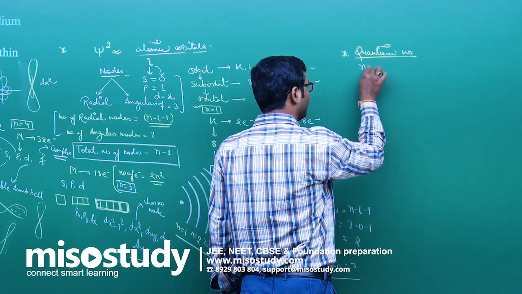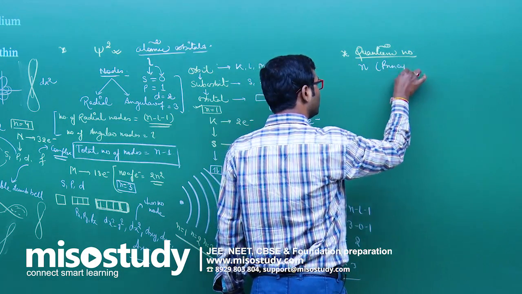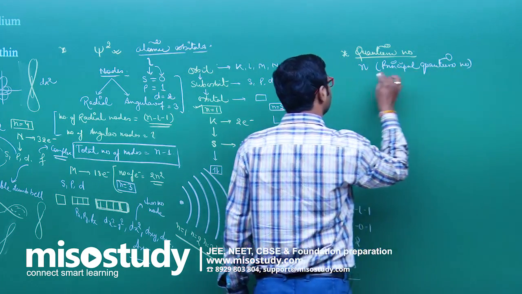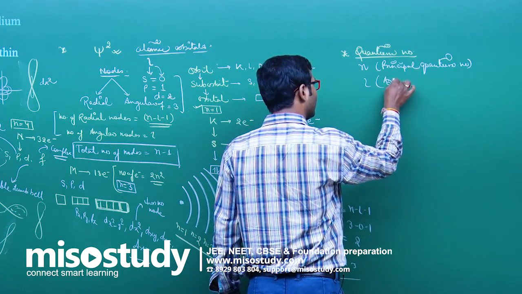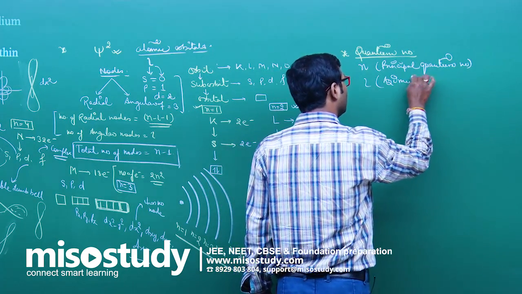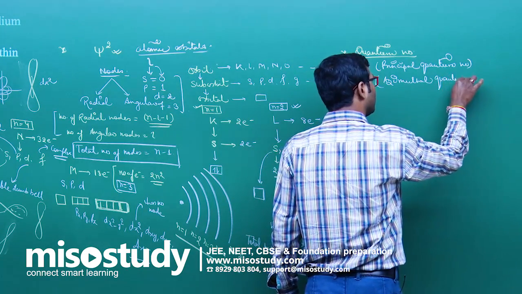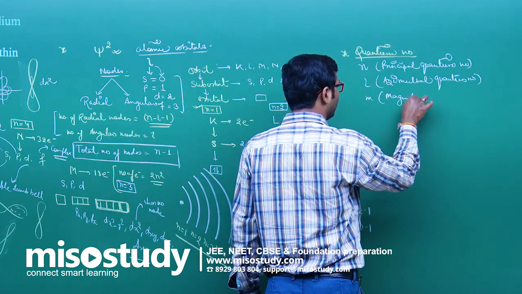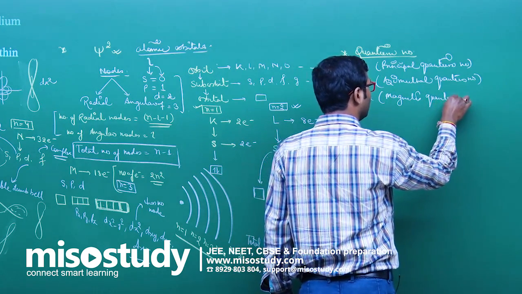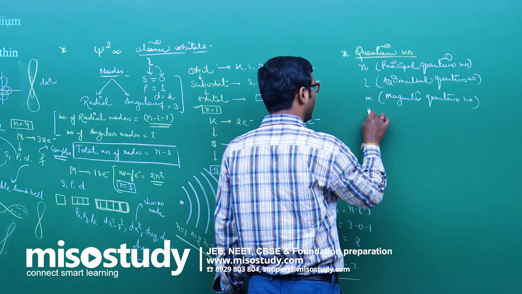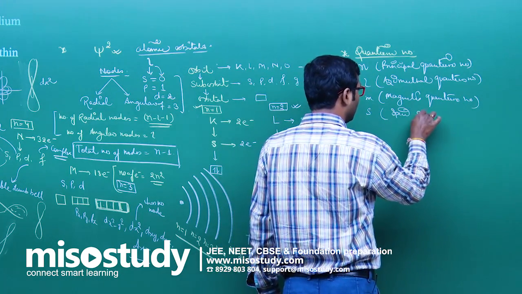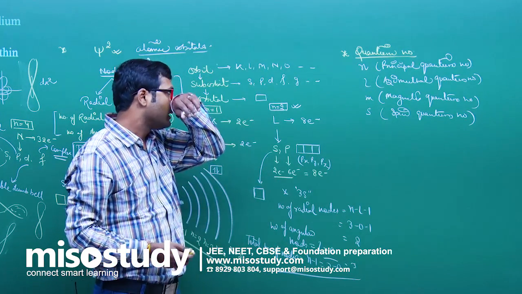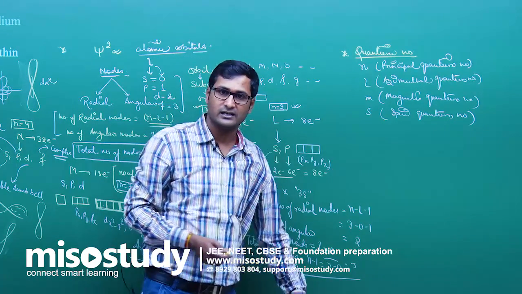First one is n, that is principal quantum number. Do you remember this? Yes. Then l, this is azimuthal quantum number. Then m, this is magnetic quantum number. And the fourth one we have is spin quantum number. We have 4 sets of numbers n, l, m, s: principal, azimuthal, magnetic and spin quantum number.